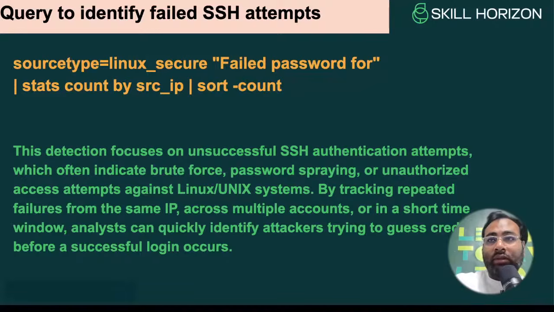Okay, so this is the query: sourcetype Linux secure, failed password, then stats count by source IP, then sort count. So this particular detection basically focuses on unsuccessful SSH authentication attempts, which often indicates brute force, password spraying, or unauthorized access with the help of SSH, right? And SSH is a protocol commonly used in Linux systems. I'm not saying it is only used in a Linux or Unix system, but it is commonly used there. So that's why in this particular query I'm selecting the source type as Linux.